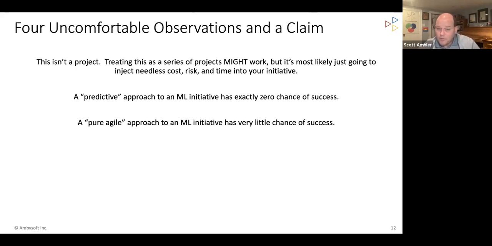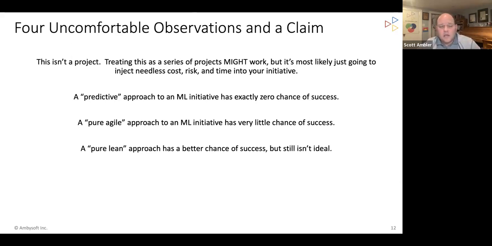A pure Agile approach, so if you think Scrum is going to get the job done, has very little chance of success as well, because of a lot of the purism, shall we say, and zealotry in that community will blind them to what they need to do. And you'll see this in the life cycles in a second. A pure lean approach has a better chance of success, but still isn't ideal.